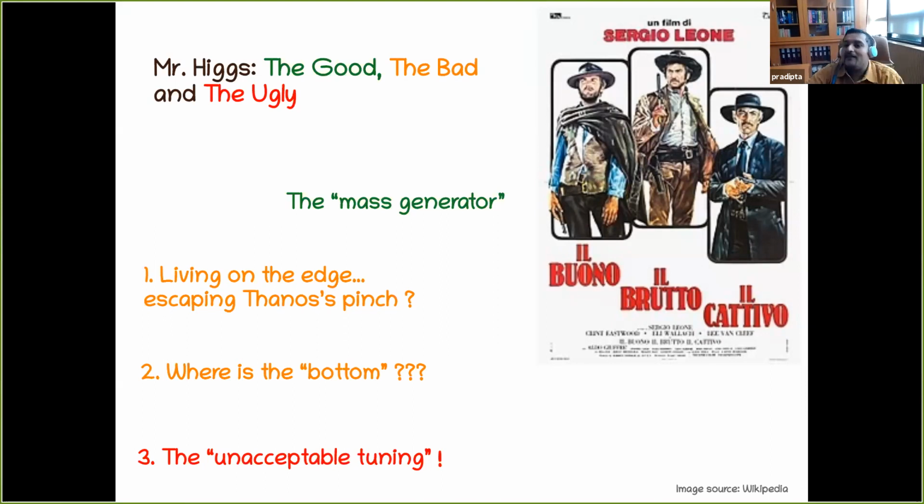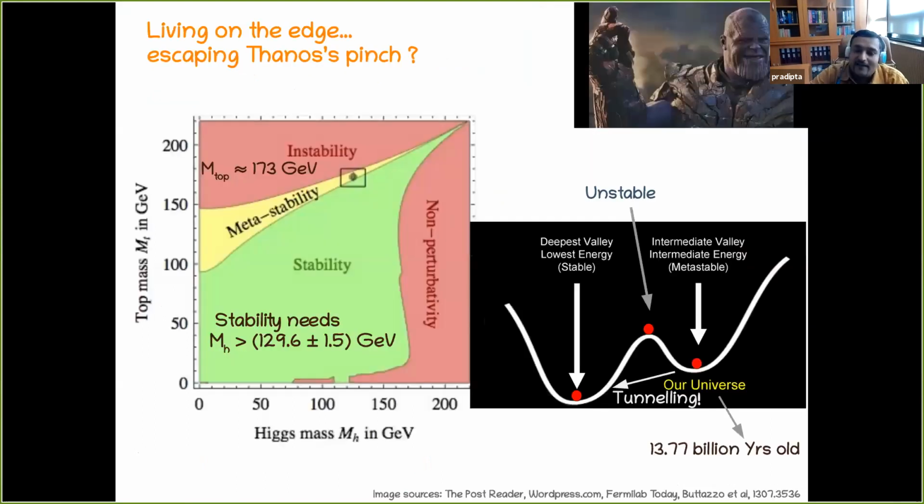So the first thing is living on the edge. If you make a plot of the top mass and the Higgs mass, how you are going to make this plot is way beyond your current understanding, and I'm not going to get into that detail. But it turns out that if you plot these two quantities, the Higgs mass and the top mass, then of course you know that the top mass is measured very precisely as of now, in the ballpark of 173 GeV plus minus some fluctuations. So it turns out that this 125 GeV Higgs mass is in a region of metastability. Now, what is the meaning of metastability?